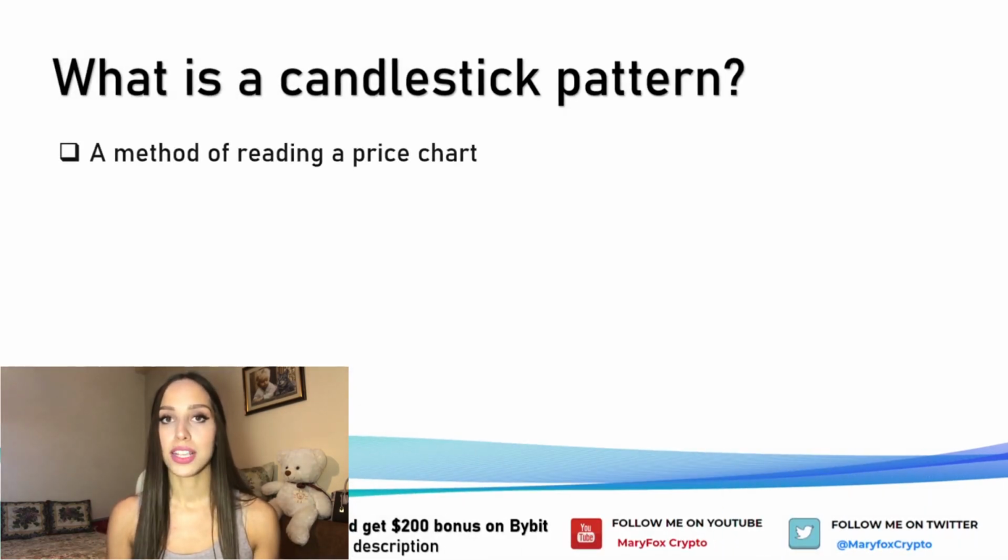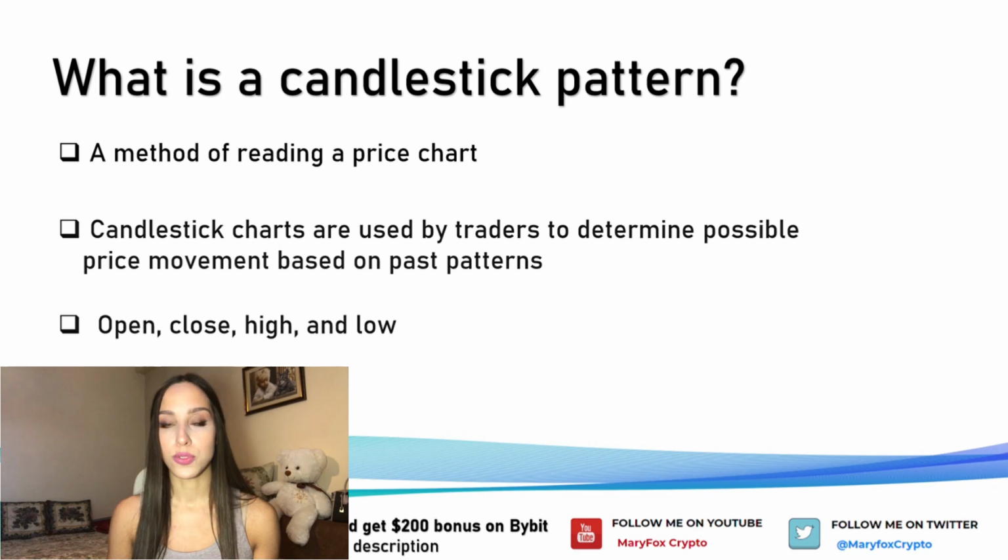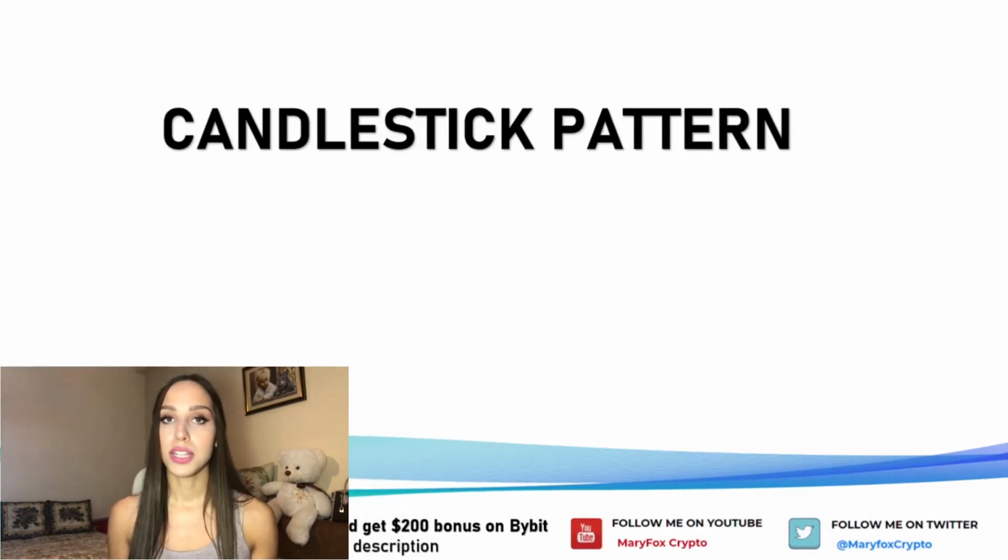What is a candlestick pattern? A candlestick pattern is a method of reading a price chart. Candlestick charts are used by traders to determine possible price movements based on the past patterns. Candlestick charts are useful as they show 4 price points, open, low, high, and close, throughout the period of time the trader specifies. So if you are looking at a candlestick on a daily time frame, it means the high of the day. If you are looking at a candlestick on a weekly time frame, it means the high of the week. So it can mean different things depending on the time frame you are looking at.